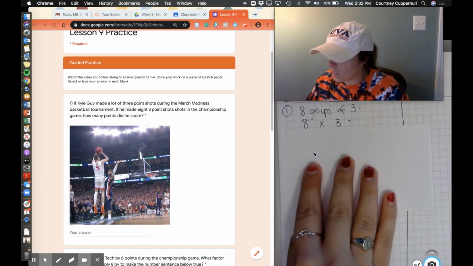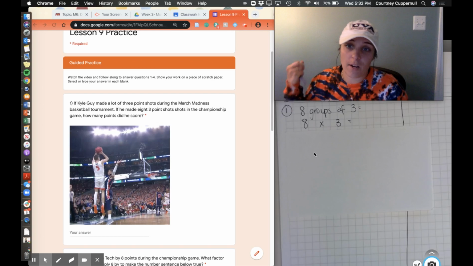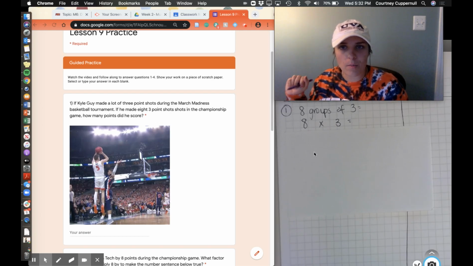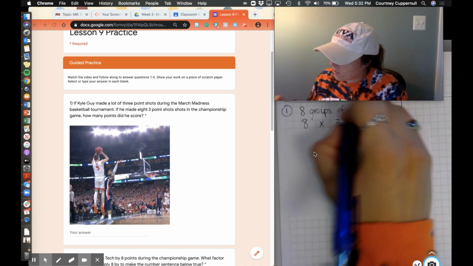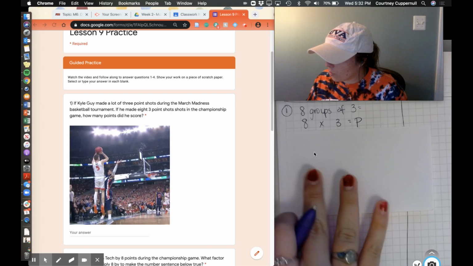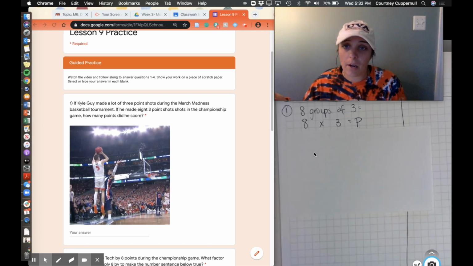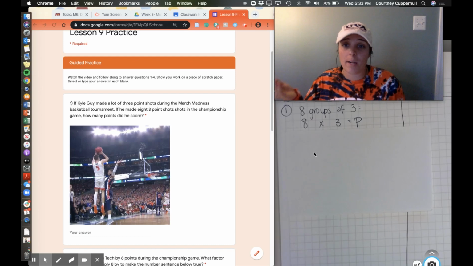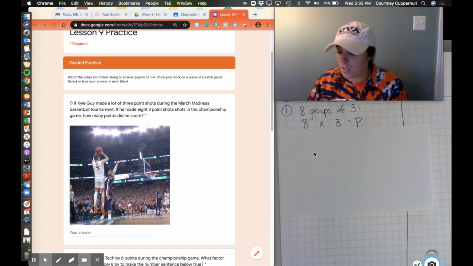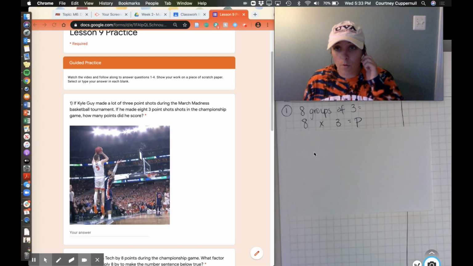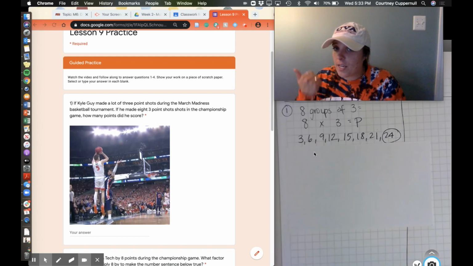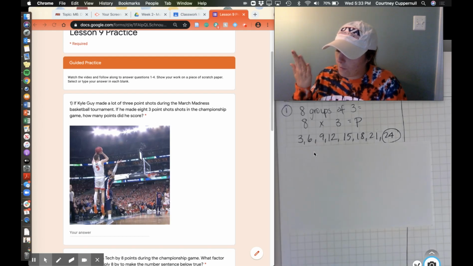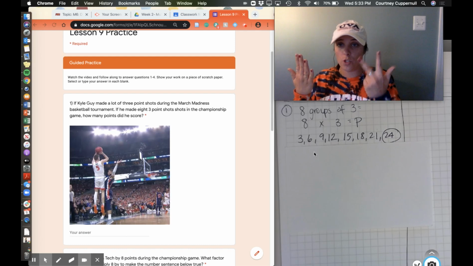The way I solved this was, and in this case, I forgot my variable. Silly Miss Cupp, and I'll say silly Miss Cupp. It's okay if you say it. P for points. So the way I solved it the first time was I skip counted. To me, this is the most efficient strategy, and I'm pretty good at skip counting by 3s. So what I did was, and I wrote them down as I said them out loud. So I said 3, 6, 9, 12, 15, 18, 21, 24.